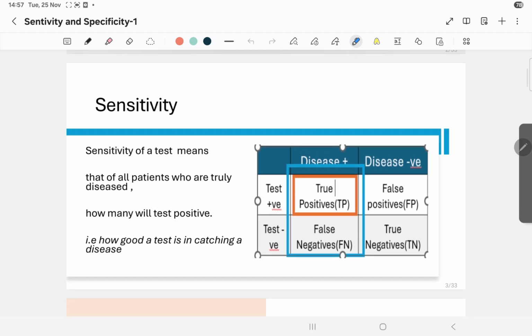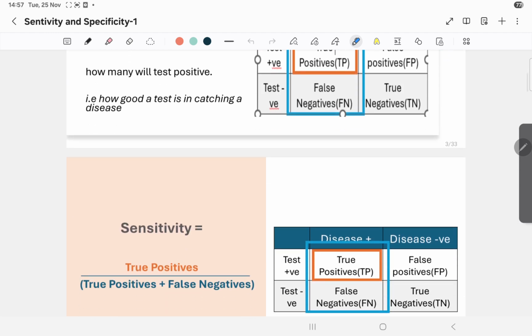So coming to sensitivity, sensitivity of the test means that of all the patients who are truly diseased, this whole part, how many will test positive? This part. So this reflects how good a test is in catching a disease. So how will you measure it? How will you calculate it?